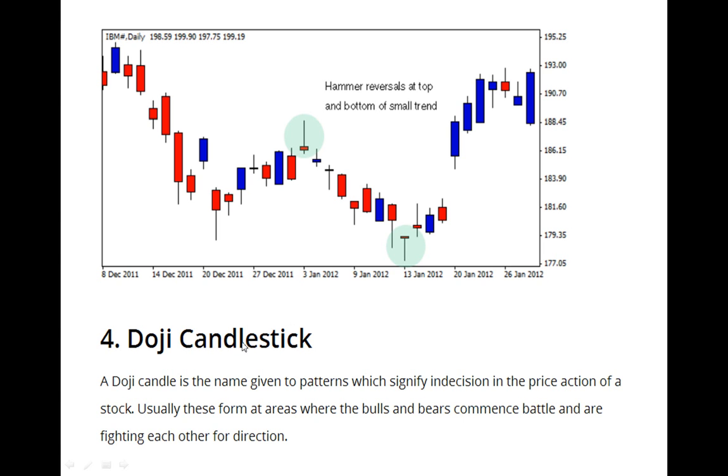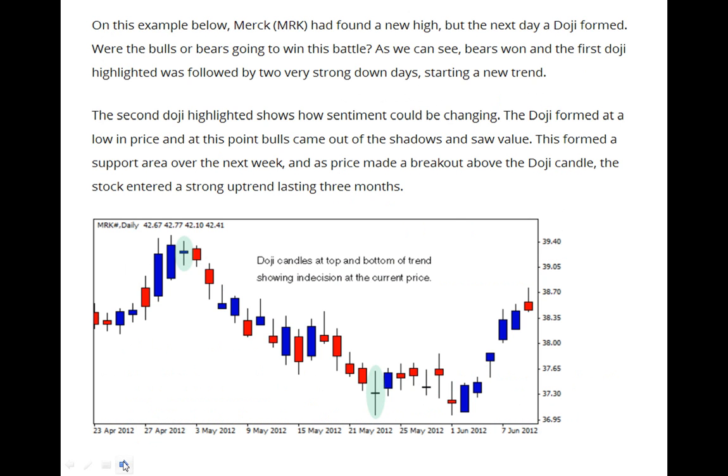Now the last one is the doji candlestick. A doji candlestick is a name given to patterns which signify indecision in the price action of a stock or a currency pair. Usually these form at areas where the bulls and bears commence battle and are fighting each other for direction. Now we can look at the example below, how the commodity found a new high.